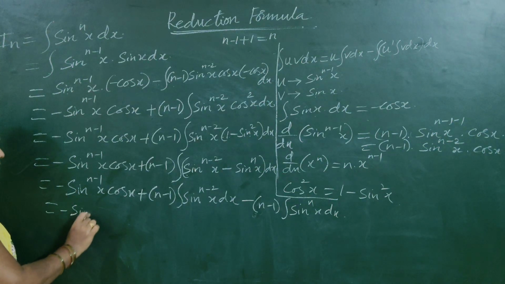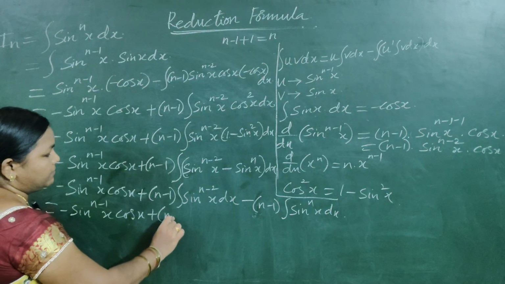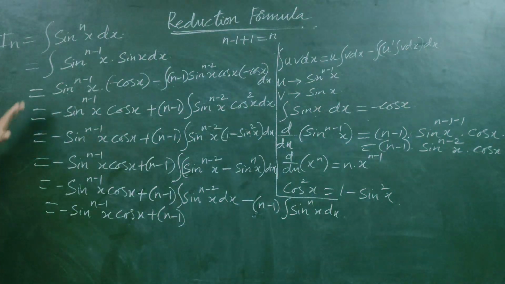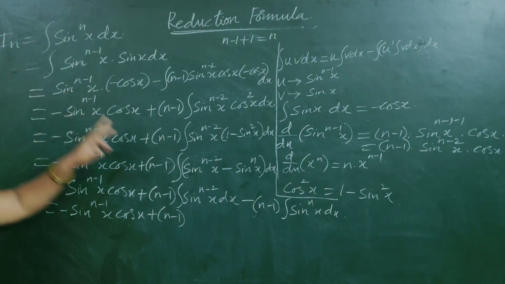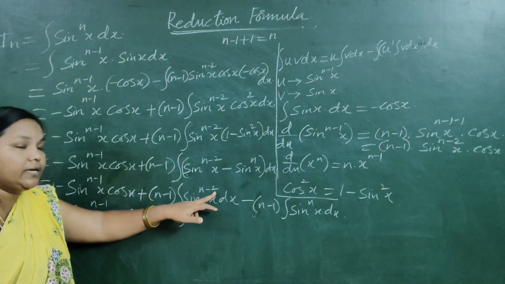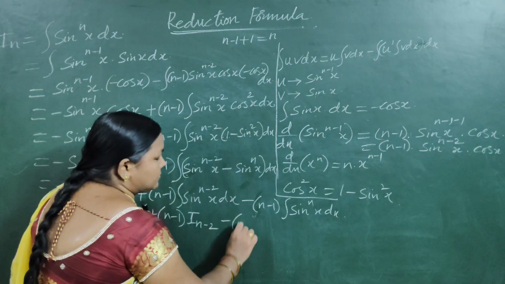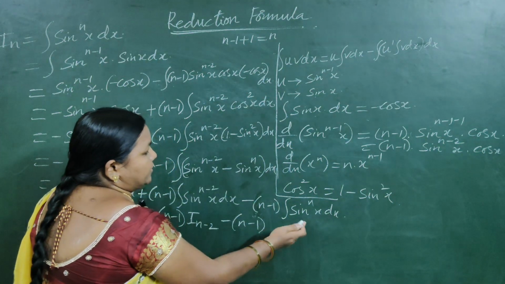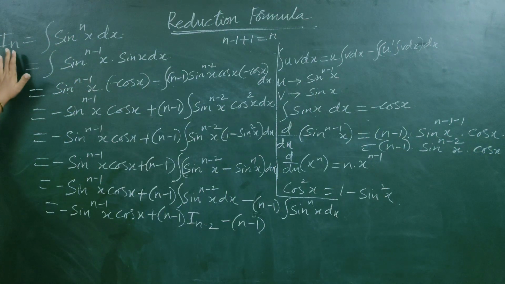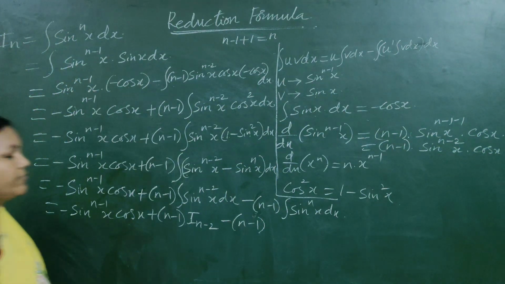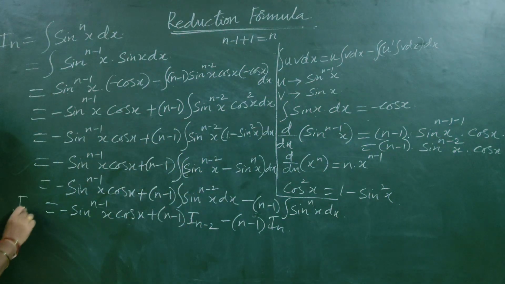Equal to minus sine to the power of n minus 1 x cos x plus n minus 1. See here, if the right hand side power is n, we have taken it as I n. Here it is n minus 2, so we can write this as I n minus 2. Next minus n minus 1. See here, this is the same as the question: integration of sine to the power of n x dx is I n. So we can substitute this I n value here. On the left hand side it is I n.